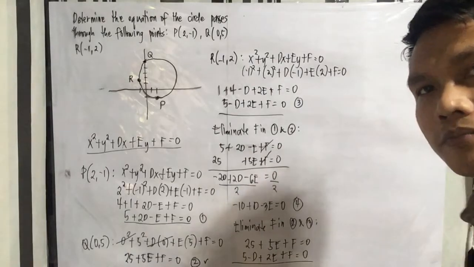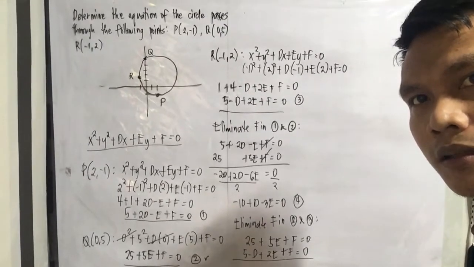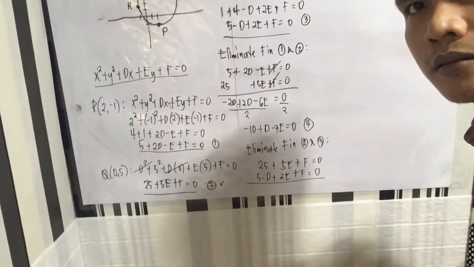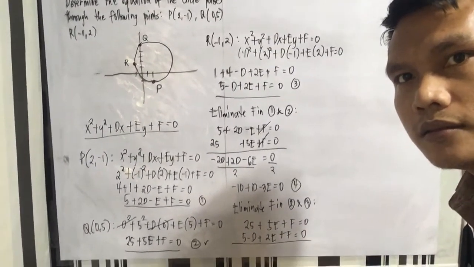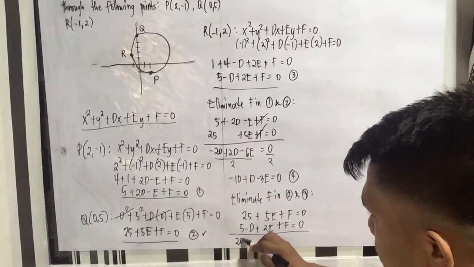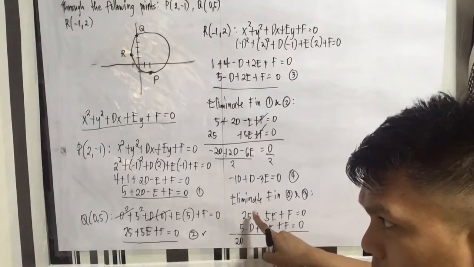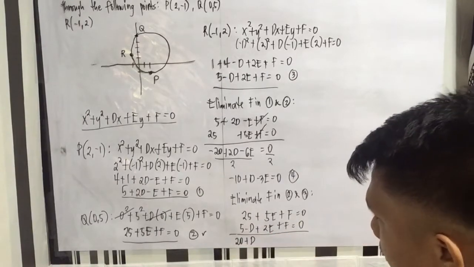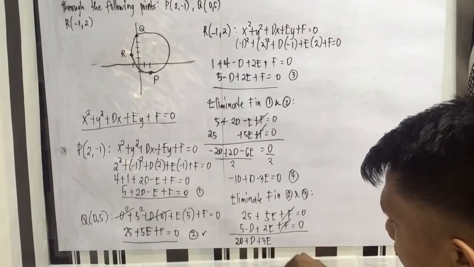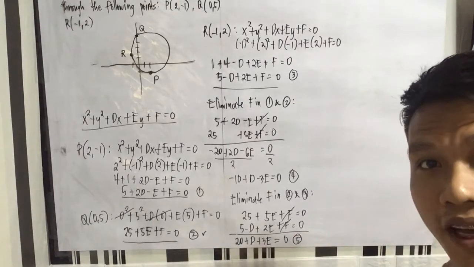Okay, so we have 25 minus 5 is 20. This is negative d, so you have to change it because 0 minus negative d is positive d. 5e minus 2e is positive 3e. Then we can cancel out f, that will be equal to 0. And this is our equation number 5.